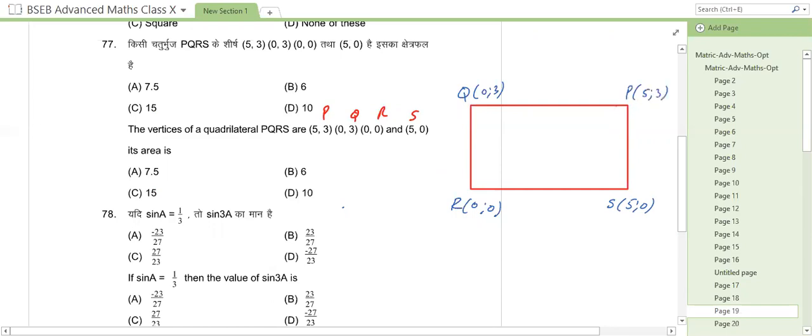So guys, this is a rectangle. You're just going to take the distance from here to there, which is 5, and the distance from there to there, which is 3. We wanted the area, so it is 5 times 3, which is equal to 15 units squared.